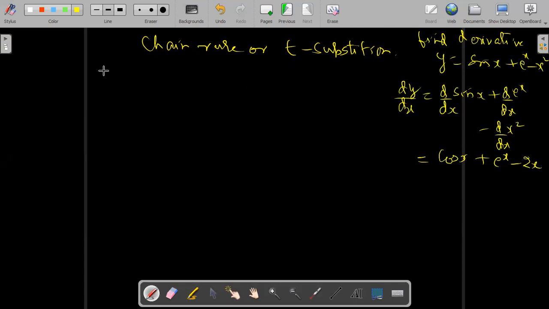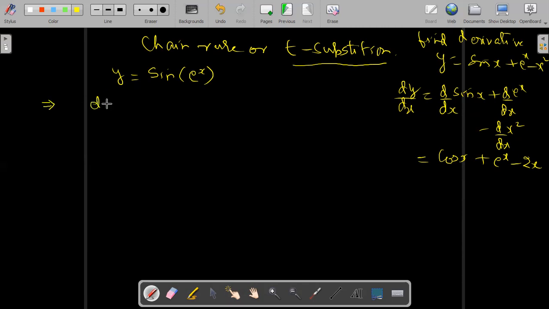But sometimes we have the composite function, means function inside the function. Sine, and inside sine you have e to the power x, let's say. How will you differentiate these types of functions? So here we have to use t substitution. Okay. So what is the basic? Just try to understand the basic. Afterwards we will do directly.